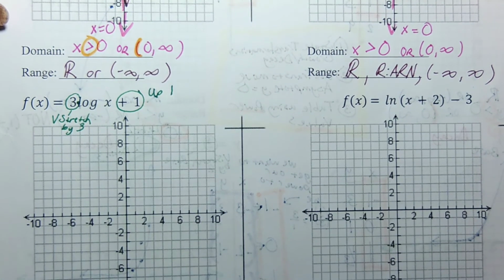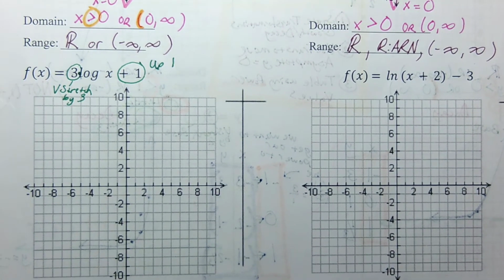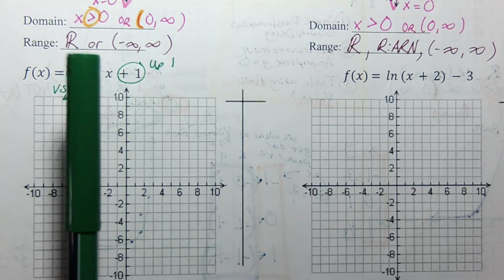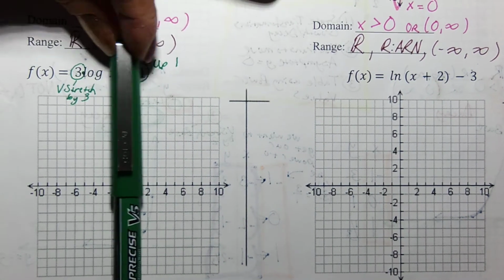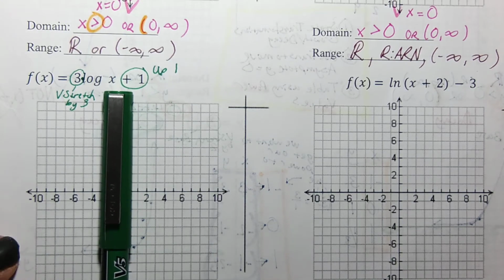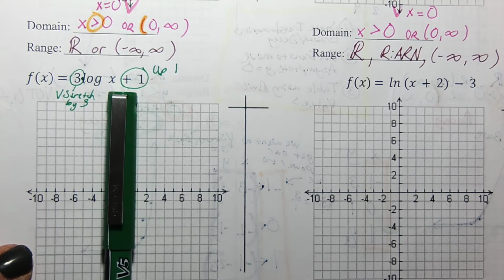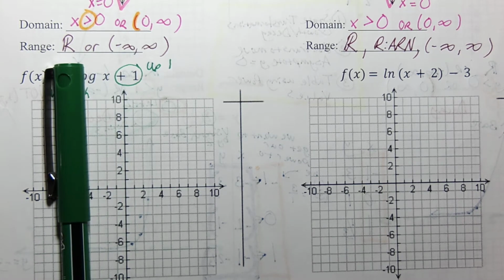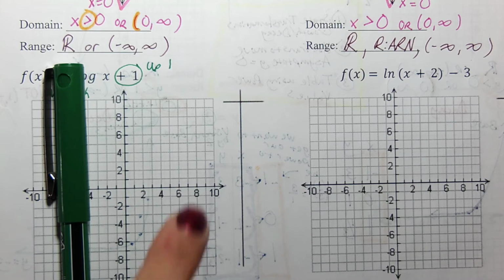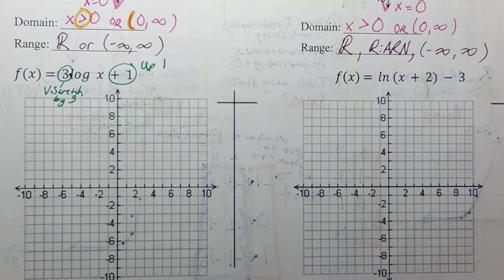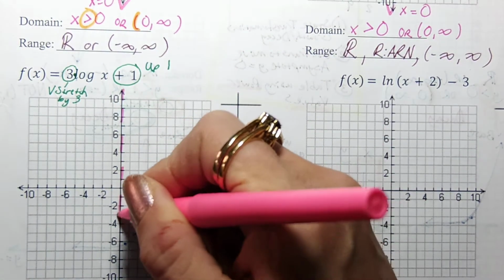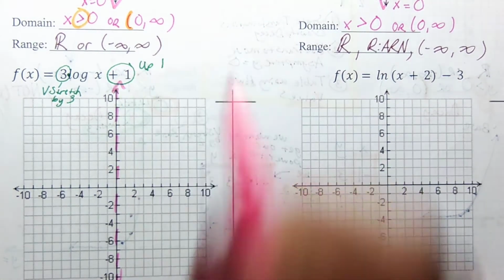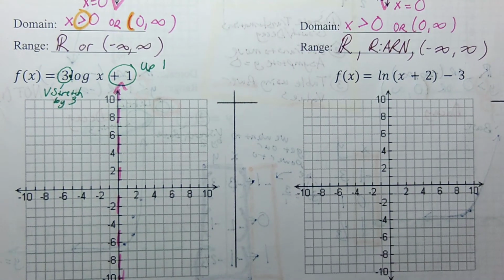So we have to think about our vertical asymptote and if it's going to get affected by these. So remember, log, think a vertical tree. If I vertically stretch the tree, it doesn't change location. If I move that vertical line up 1, is it actually moving? Nope, same vertical line. So for this one, our vertical asymptote is still going to be at x equals 0.